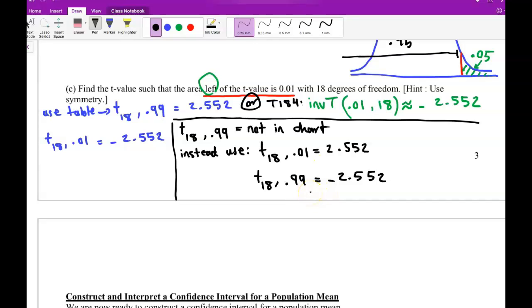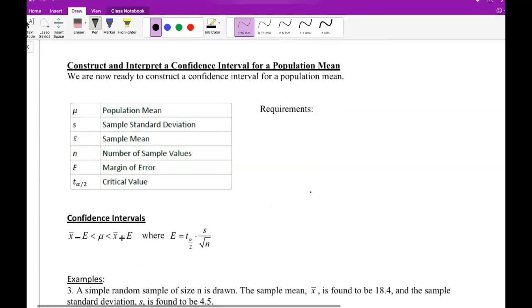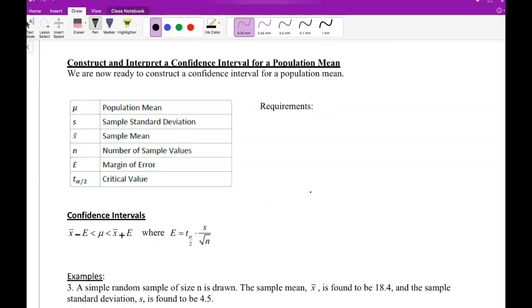Okay, we finished this part. Okay, next part, construct and interpret a confidence interval for a population mean. Okay, so this is the population mean, sample standard deviation, sample mean, number of sample values, margin of error, and this is the critical value. Exactly the same as z. Remember we had z alpha divided by 2. That was the critical value, and this is for t. So this is the critical value for t.